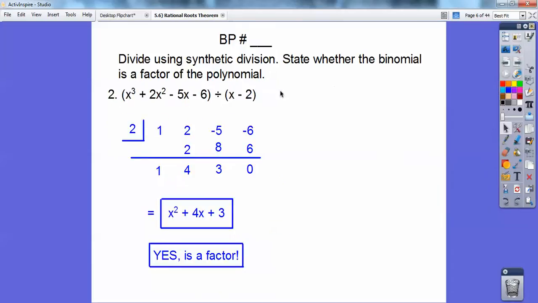Okay, so this is number 2. The box number is going to be the opposite of negative 2, so it's a positive 2. So I get this, and if this is a cubic, so this is going to be a quadratic, x squared plus 4x plus 3. And yes, it is a factor because I get a remainder of 0.